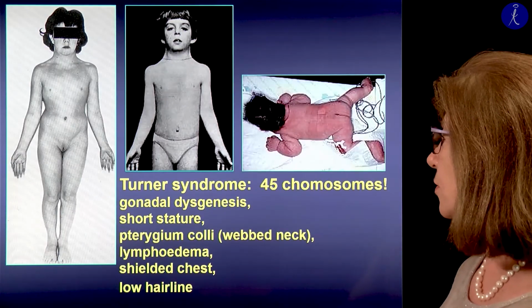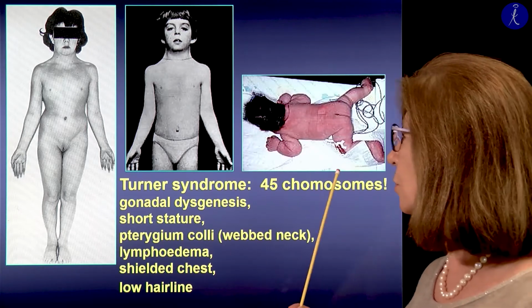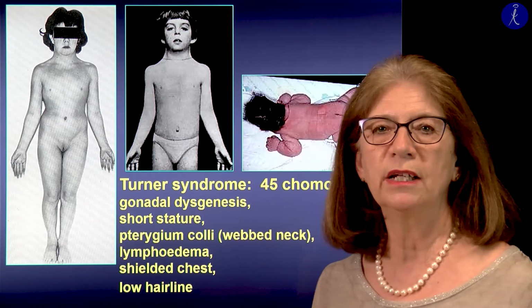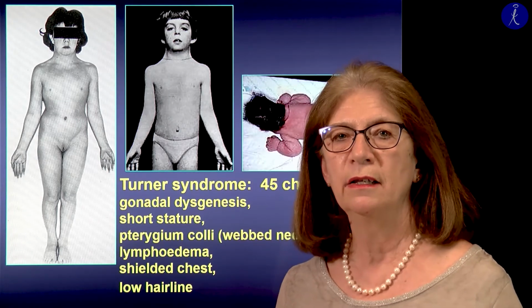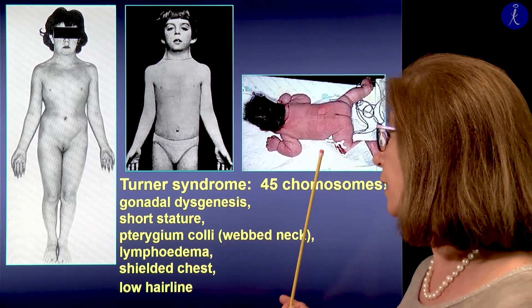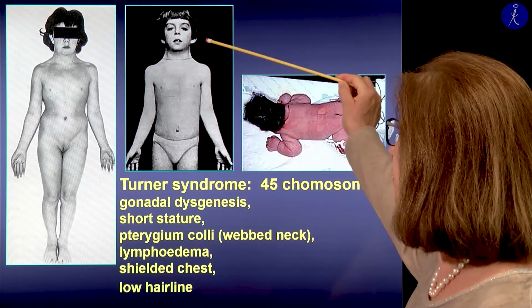And on these pictures you see Turner syndrome individuals. As I told, they are of short stature. They have gonadal dysgenesis, so they don't have developing germ cells in the gonads. They just have the connective tissue part of it. They are of short stature. They have a so-called pterygium colli.